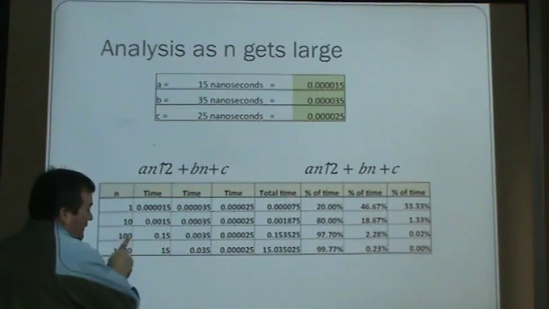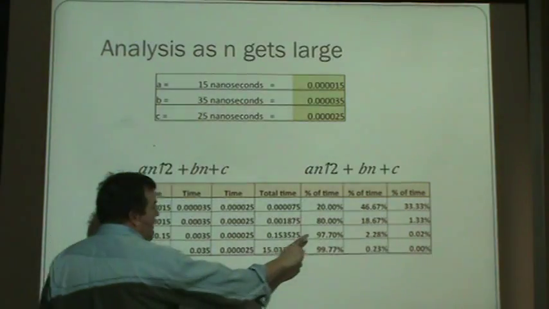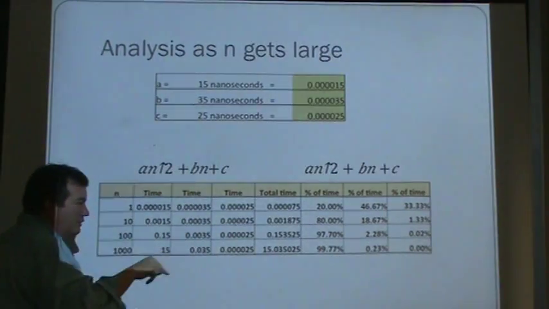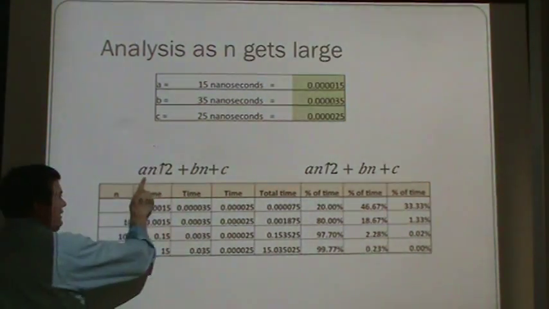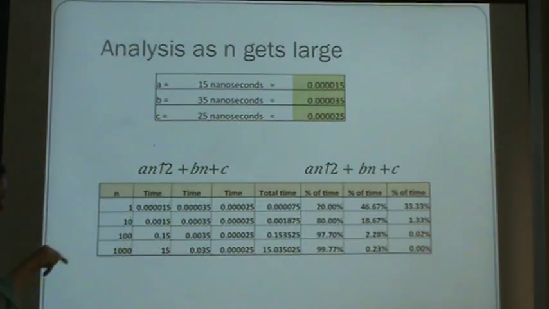But at this point, with n equal to 100, 97% of the time it takes to run your algorithm is being spent in this section. That's that inner while loop. 97% of your algorithm is this code.